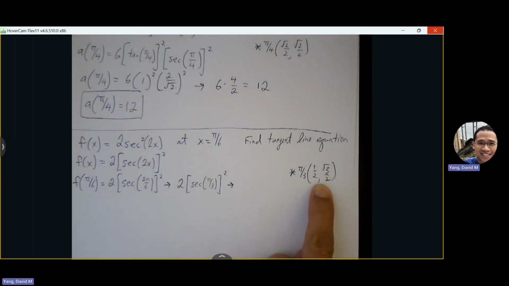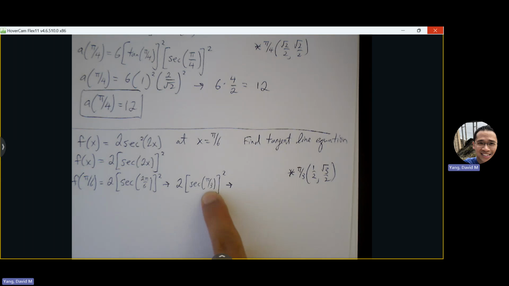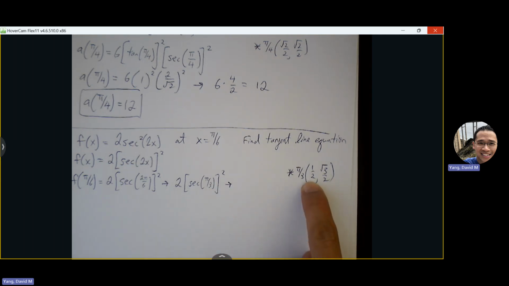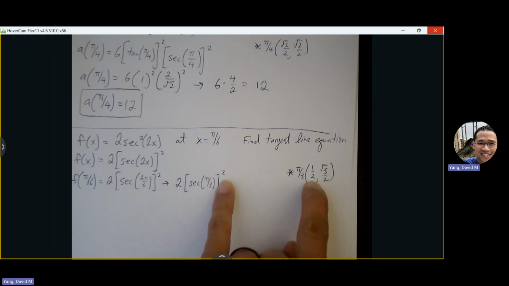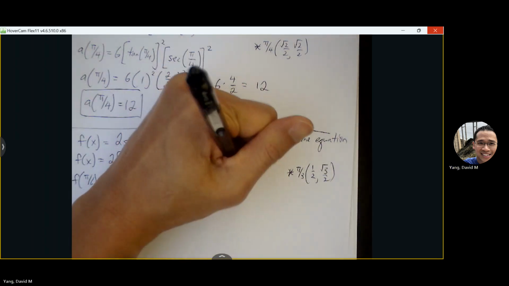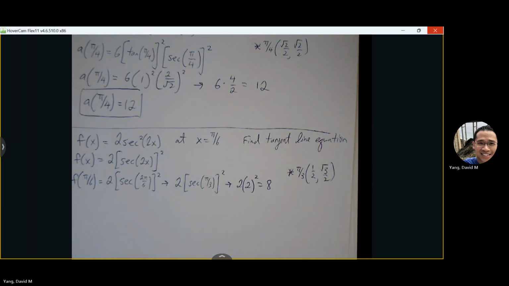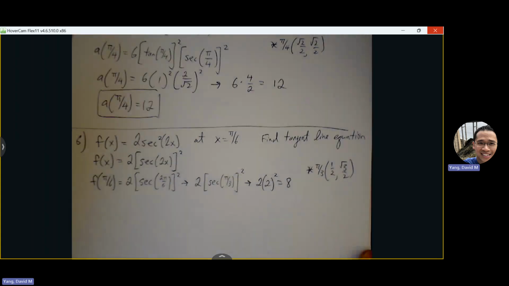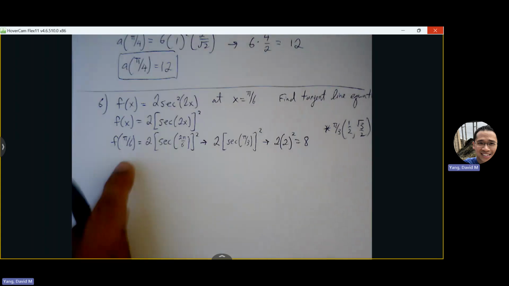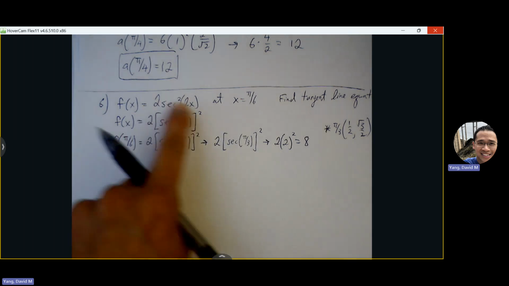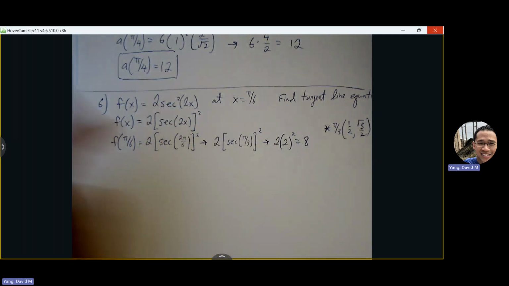The ordered pair at pi over 3 is 1/2, root 3 over 2. So we know secant is the reciprocal of cosine, the x value. So that'll just give us 2. Square that, we get 8. Right, next up, we can move into our derivative. We know chain rule will be involved once we get that bracket to show up.